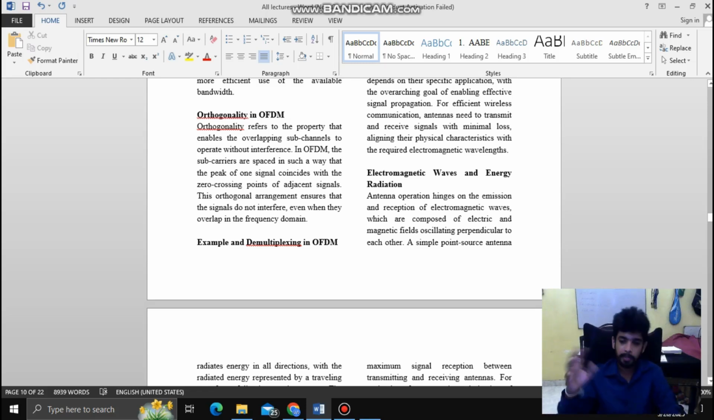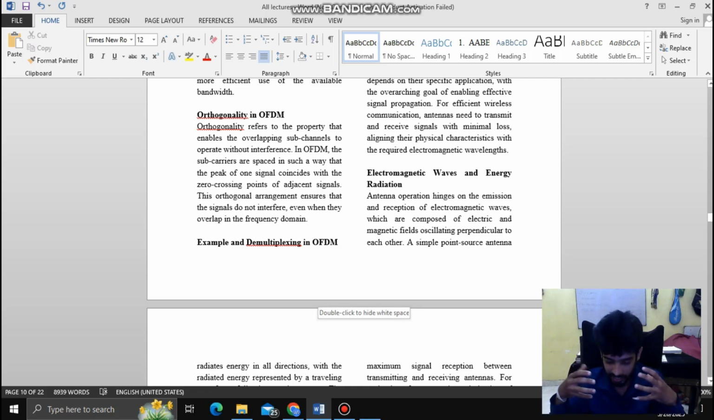The next part is demultiplexing. When we multiplex, that means sending several signals over a single channel, we should then be able to recover them into individual signal transmissions. That is demultiplexing, and that part is also handled in the multiplexing technique.